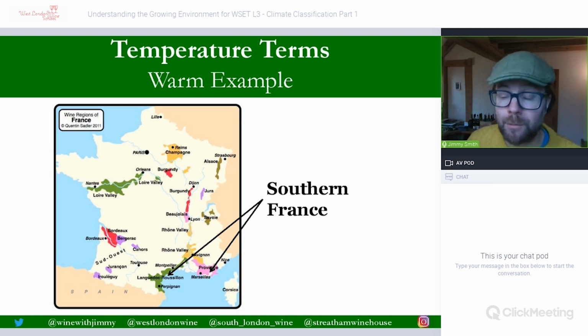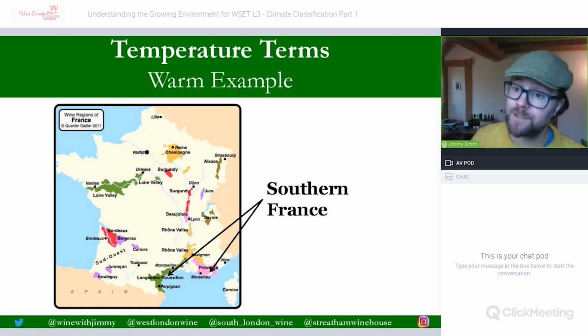And all of these other terminologies, continental, maritime, and Mediterranean, will be covered on part 2 of this, which is available on the Wine with Jimmy e-learning portal.